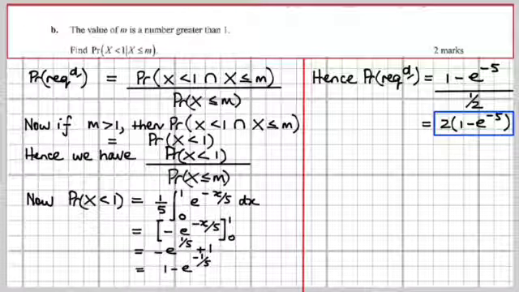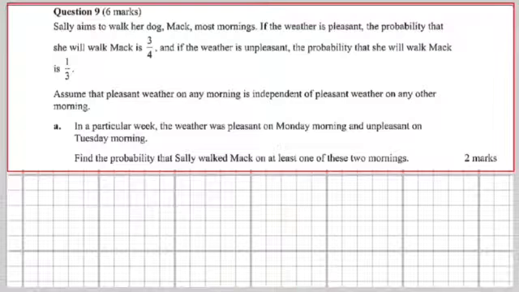Yes? Terrific. Now, let's keep going. New question, question 9. Sally aims to walk her dog, Mac, most mornings. If the weather is pleasant, the probability that she will walk Mac is 3/4. If the weather is unpleasant, the probability she will walk Mac is 1/3. Assuming that pleasant weather on any morning is independent of pleasant weather on any other morning, yes, we get that.